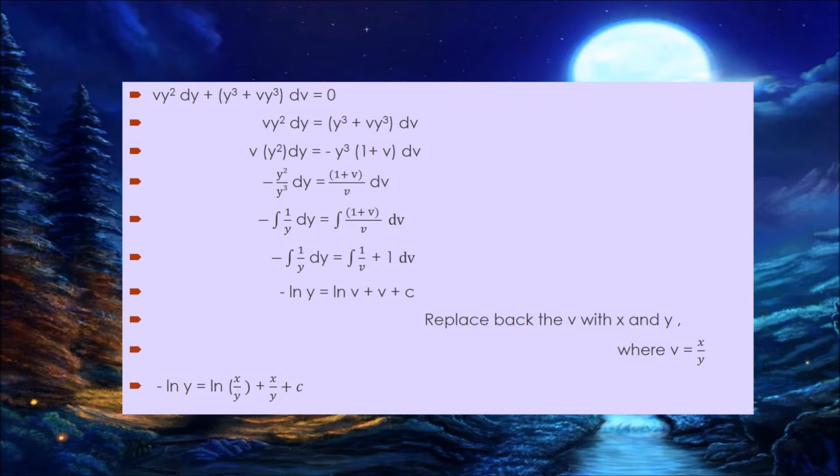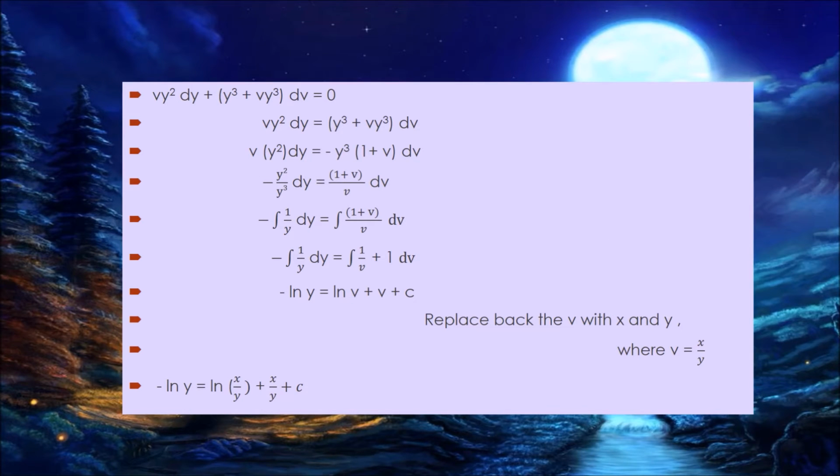Arranging it with respect to dy and dv, we get vy squared dy plus (y to the power of 3 plus vy to the power of 3) dv equals 0. Take the dv term to the other side and take out negative y to the power of 3. So we get vy squared dy equals negative y to the power of 3 multiplied by (1 plus v) dv. Divide the whole equation by negative y to the power of 3 and v.